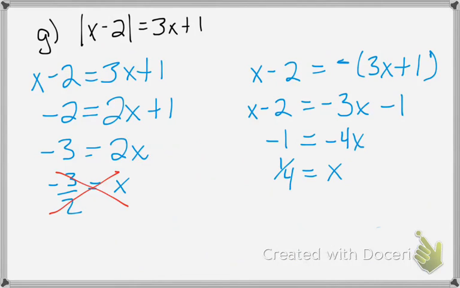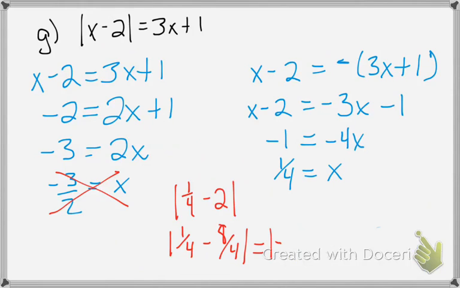Okay, let's go ahead and try positive 1 over 4. So I have 1 over 4 minus 2. When I check this side, I've got 1 over 4 minus, when I get a common denominator, 8 over 4, which would be the absolute value of negative 7 over 4, or a positive 7/4. So when I check this side, I get 7/4.